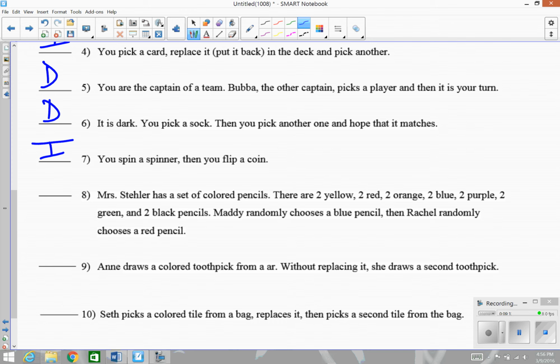Mrs. Steeler has a set of colored pencils. There are 2 yellow, 2 red, 2 orange, 2 blue, 2 purple, 2 green, and 2 black pencils. Maddie randomly chooses a blue pencil, then Rachel randomly chooses a red. Well, if Maddie's taking a blue pencil, now Rachel has one less pencil to choose from. Instead of having 2 blue, there's only 1 blue left. So we call that dependent.